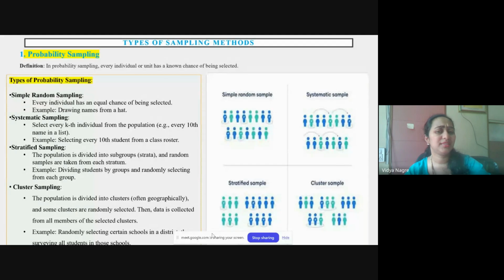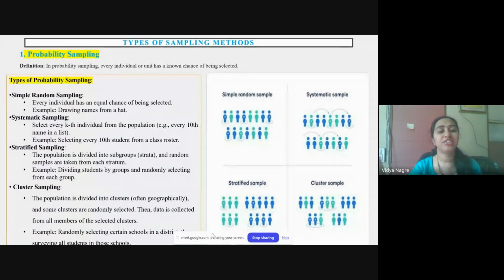So what is this, right? Let us understand. So there are certain types of probability sampling. First and foremost that comes is simple random sampling, in which every individual has an equal chance of being selected. For example, let's say you have some lottery. Okay, you had to announce some lottery. What you do, a fish bowl, a kind of bowl you take, everybody's name is written on a chit, and you put all those chits there.